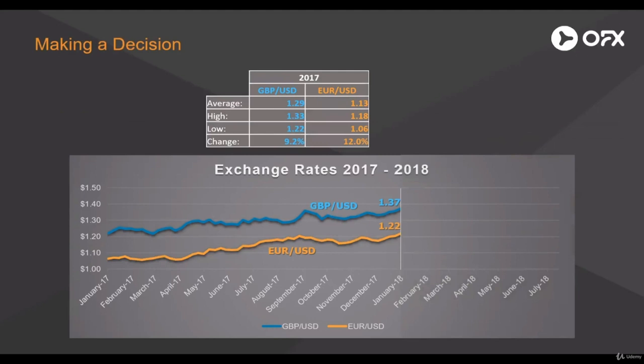Now, that's fine if you've got pound payables, right? If you have pound revenue and pound payables, that's what's called a natural hedge. Because I've got to pay out pounds and I'm receiving pounds. I don't need to set any sort of a contract.